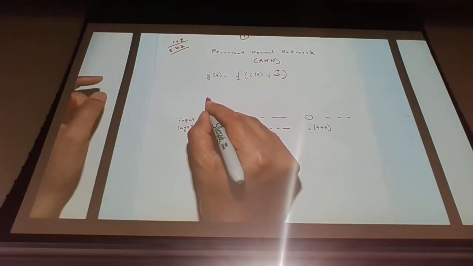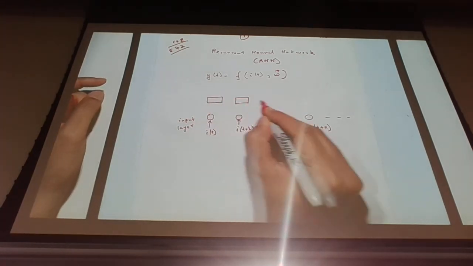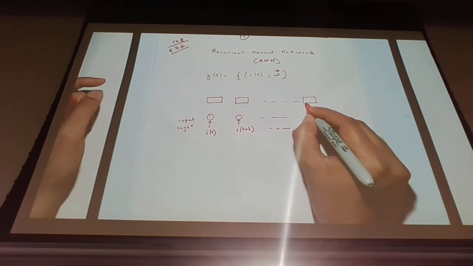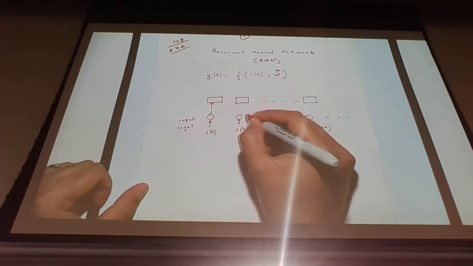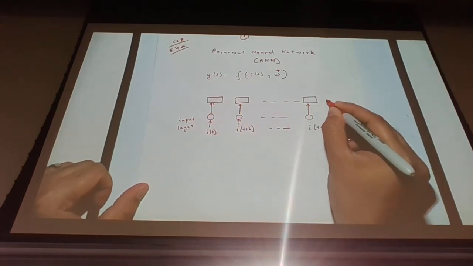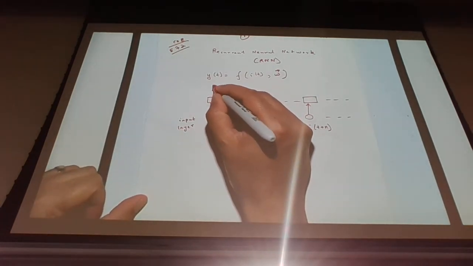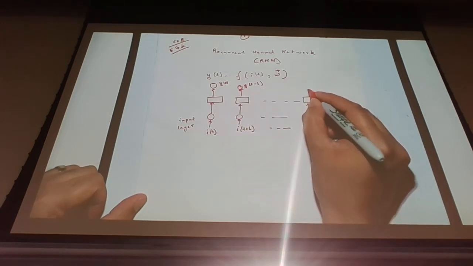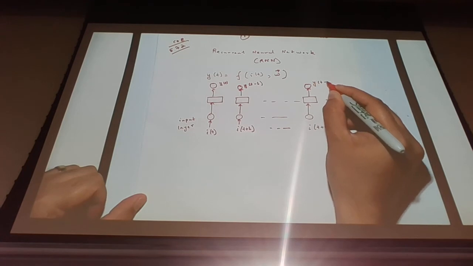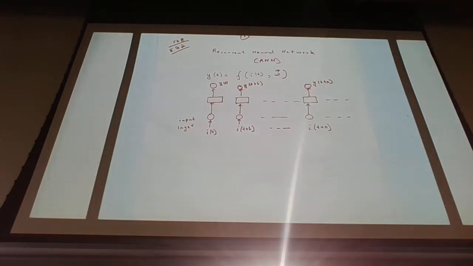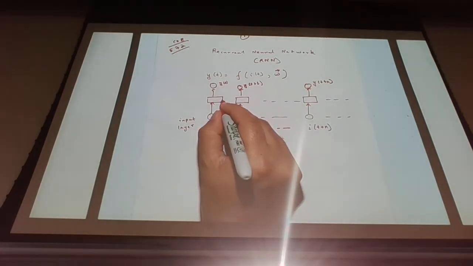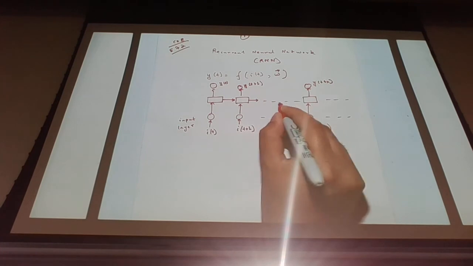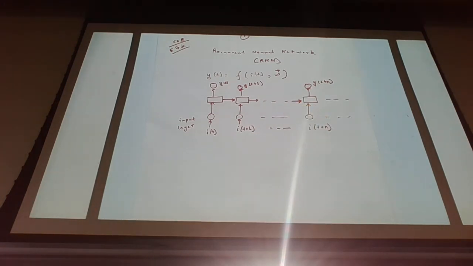Then you have something called a hidden layer. You have the same number of hidden layers as input layers, and you have an arrow here. And then finally you have the output layer. The output layer is Y_t, up to Y_t plus N. And you also have arrows between the hidden layers. This structure is called a recurrent neural network.